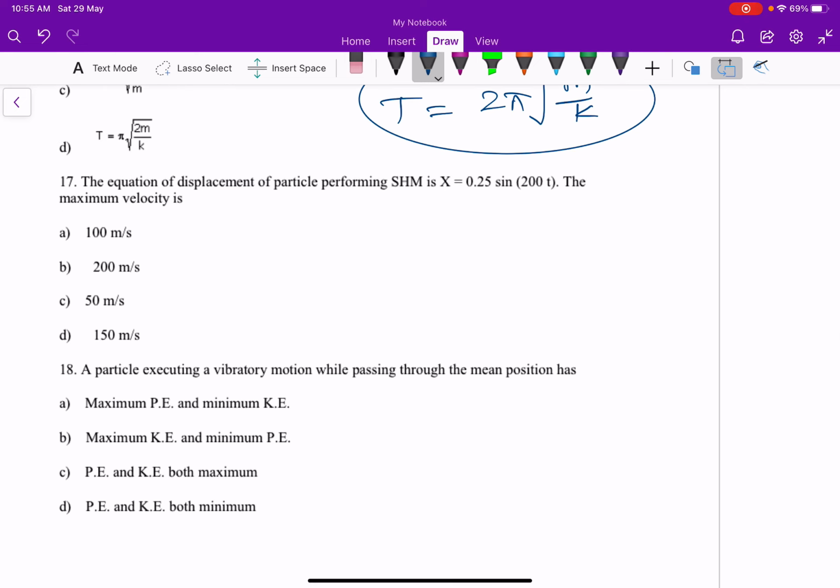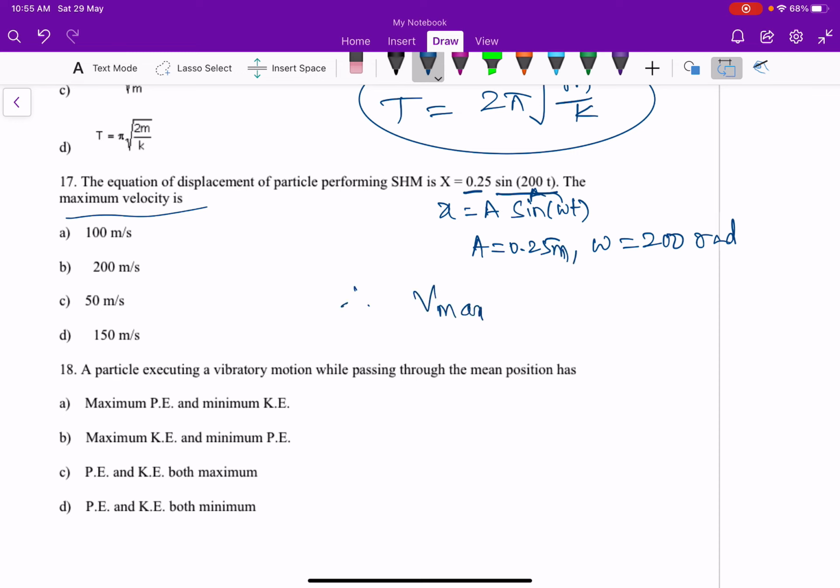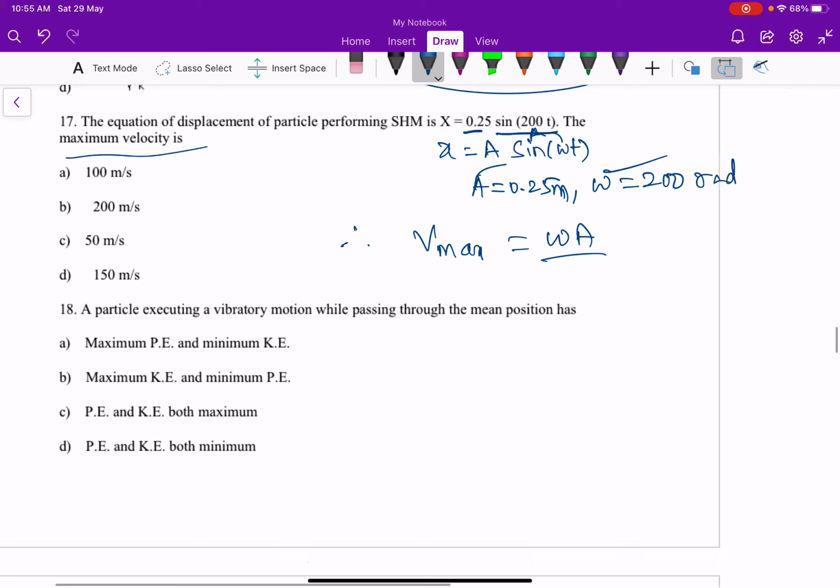The equation of displacement of a particle performing simple harmonic motion is x equal to 0.25 sin omega t. It is in the form of x equal to a sin omega t. Here a equal to 0.25 and omega is equal to 200 radians per second. So what is V maximum? We know that V maximum equal to omega into A. Given omega and A, so calculate V maximum.